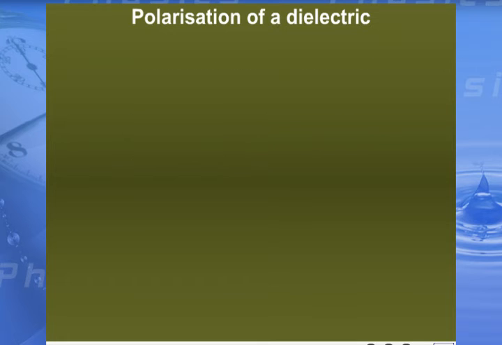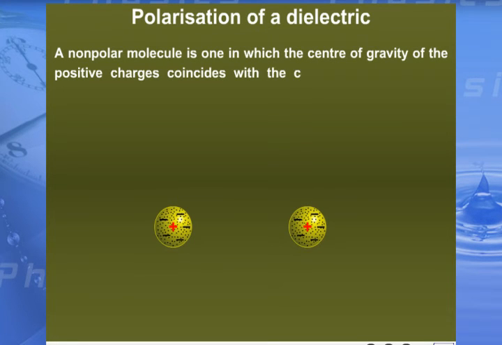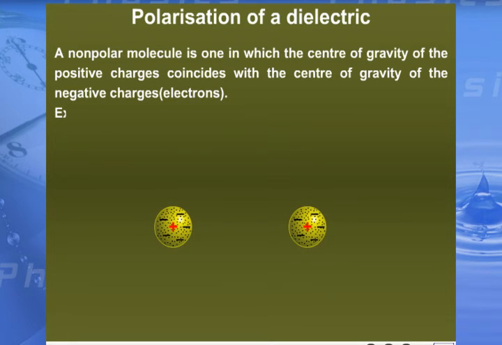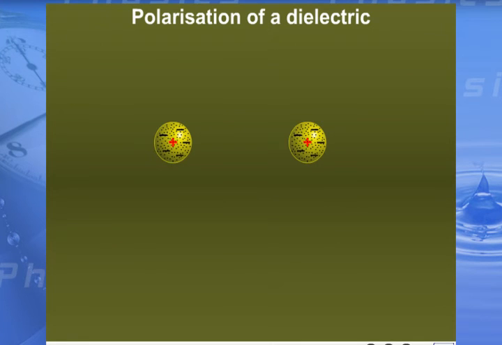Polarization of a dielectric. The following animation explains the polarization of a dielectric. A nonpolar molecule is one in which the center of gravity of the positive charges coincides with the center of gravity of the negative charges. Example: oxygen, nitrogen and hydrogen. The nonpolar molecule does not have any permanent dipole moment.